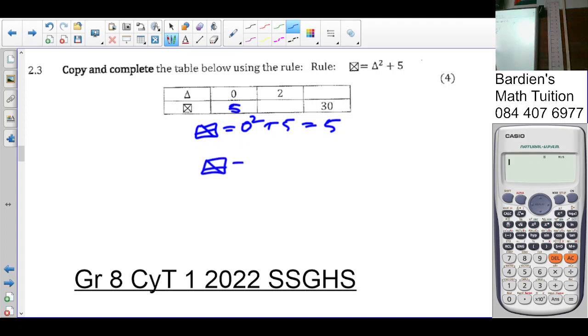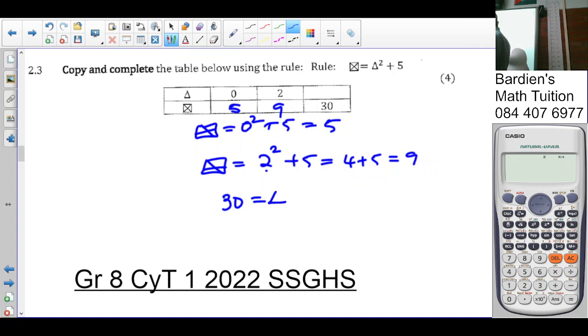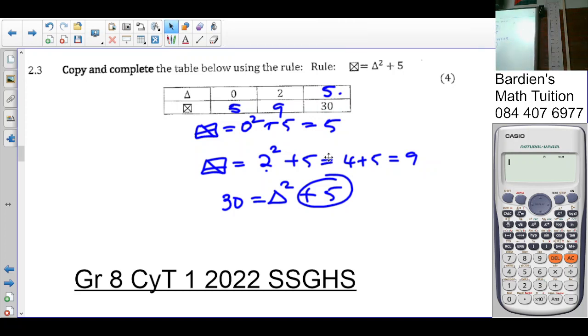You've got the box is equal to 2 squared plus 5. What's 2 squared? 4, and 4 plus 5 is 9. Now the box is 30. So 30 is equal to your triangle squared plus 5. So we must go in reverse now. First it's going to be minus 5, which is 25. What's the square root of 25? 5. That is 5. Okay. Later on you will see there's actually another solution. Okay, for now 5 is sufficient.